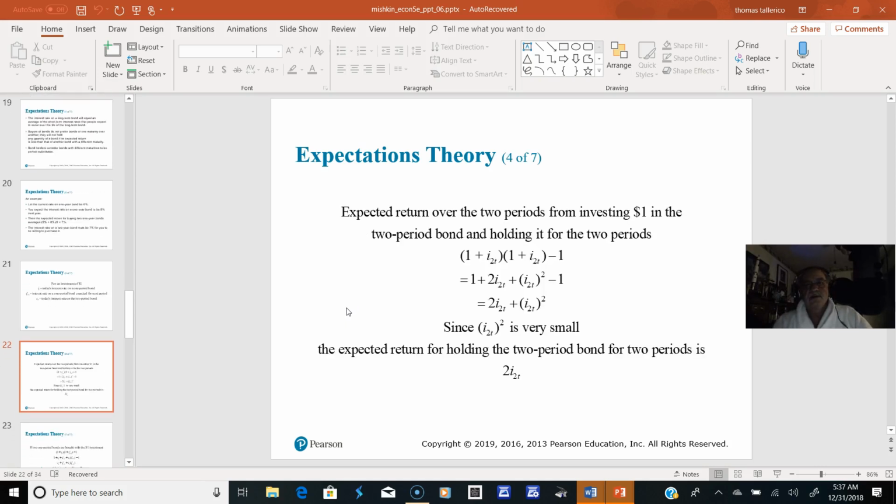So the expected return over the 2 periods for investing $1 in the 2-period bond and holding it for the 2 periods is simply shown right here. And when you multiply it out, basically they show you that this term here is very small. So the expected return for holding the 2-period bond for 2 periods is 2I2T, right?